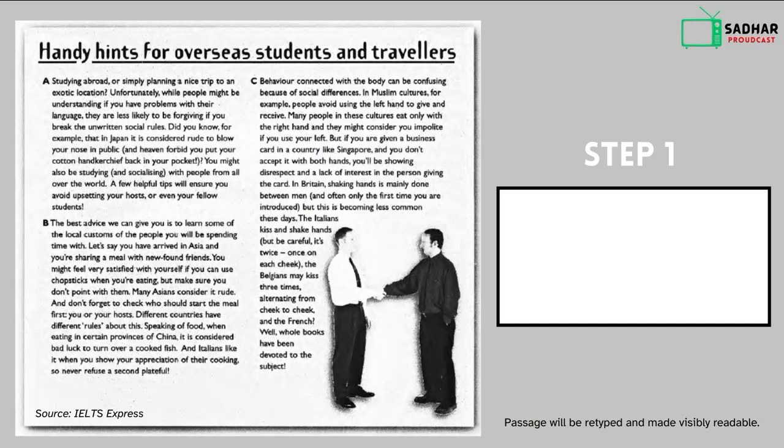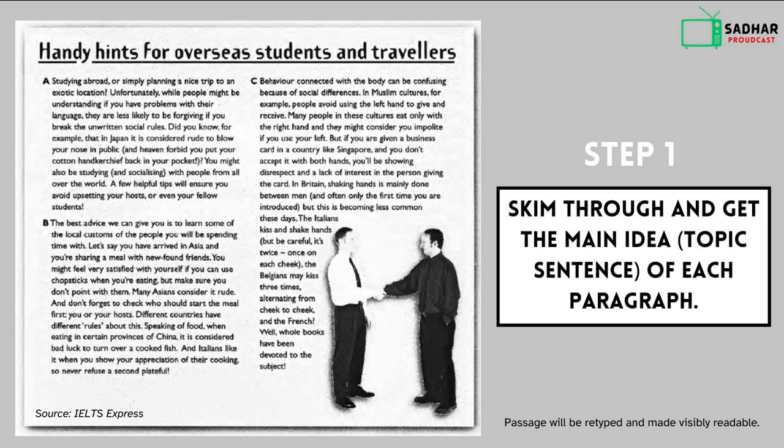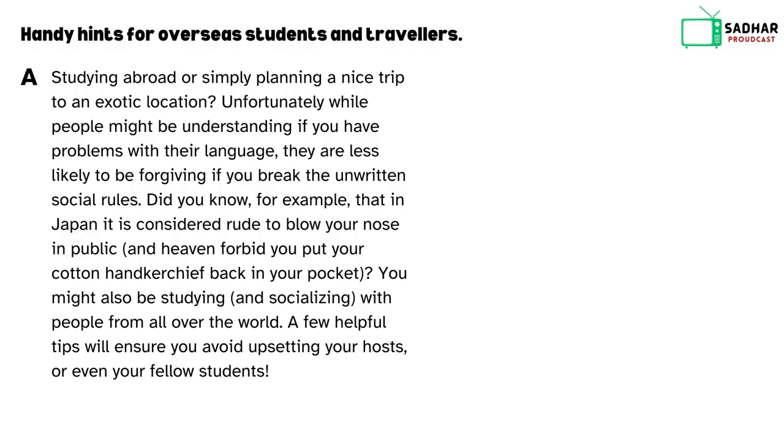Okay, there is a passage here. And the passage will be retyped and made visibly readable on the next slide. If you find a passage like this, the thing you need to do, which is step number 1, skim through and get the main idea. Skim through and get the topic sentence of each paragraph. There are 3 paragraphs, A, B, and C. Okay, there is a passage here, and then we can read it.